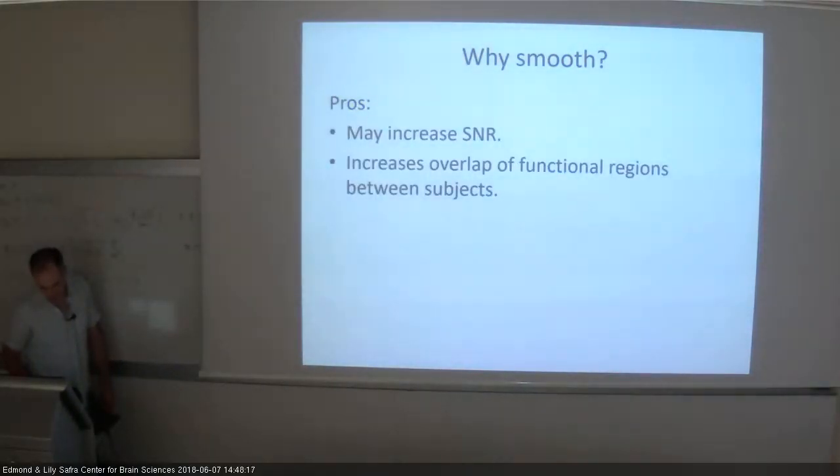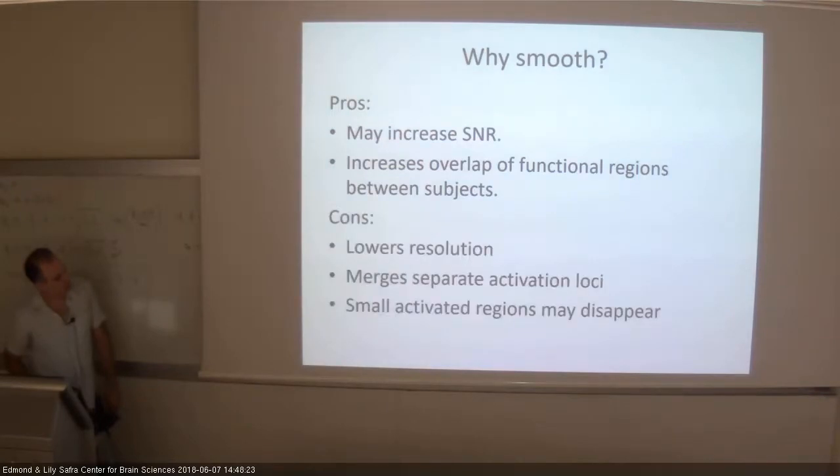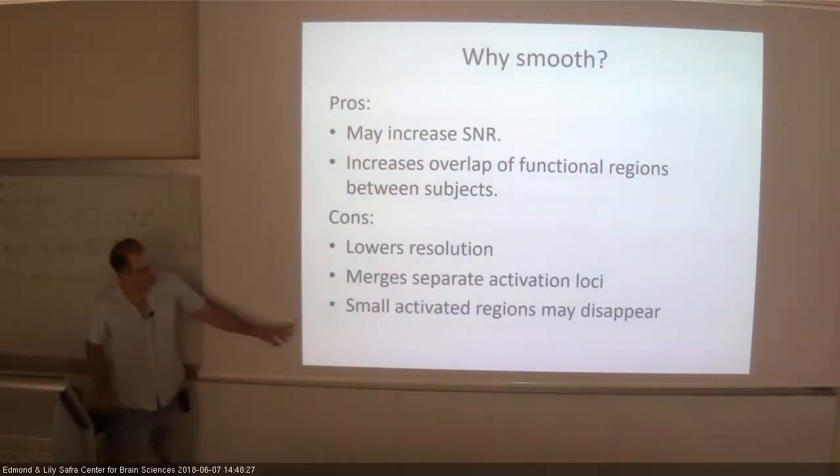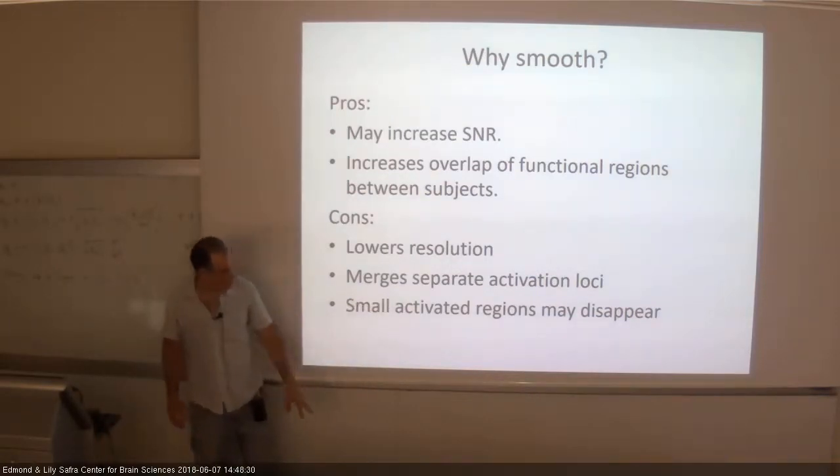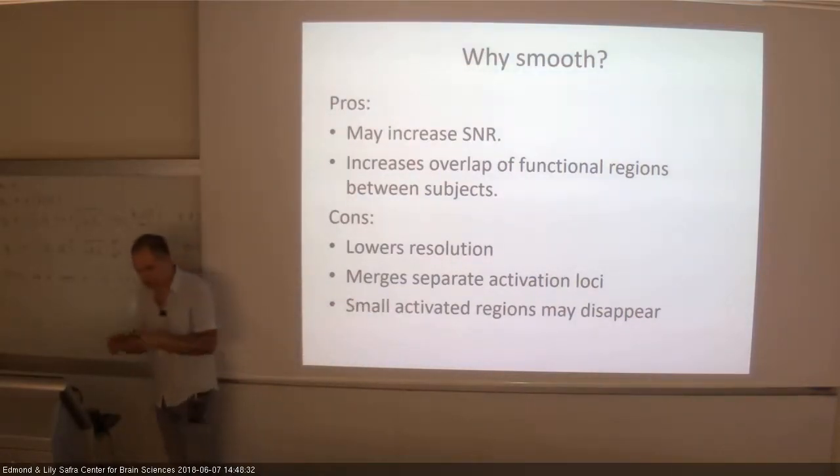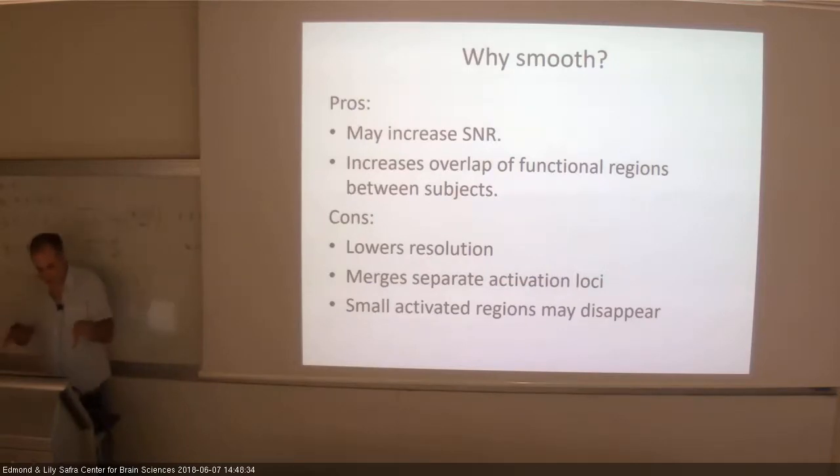Let's see if we skipped something. So we talked about SNR and increased the overlap between subjects. And we talked about lower resolution, mergers, separate activation loci. So not only can you lose activation loci, but we can also join, merge, or separate activation loci.